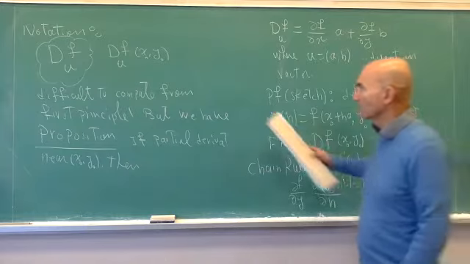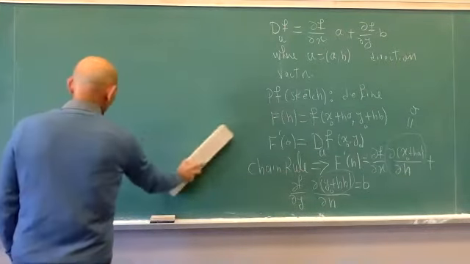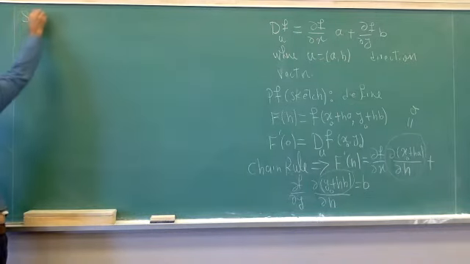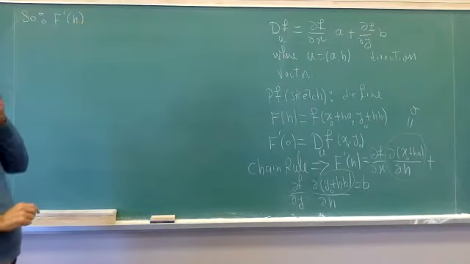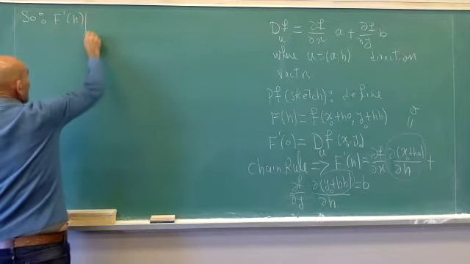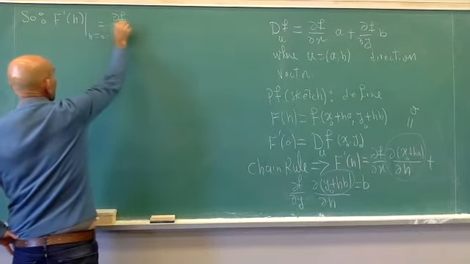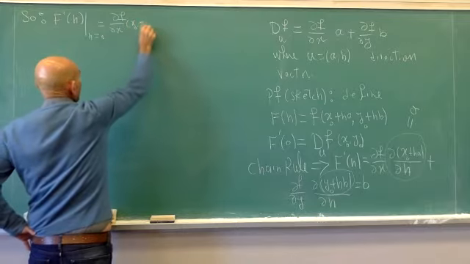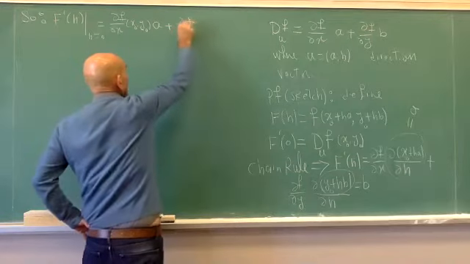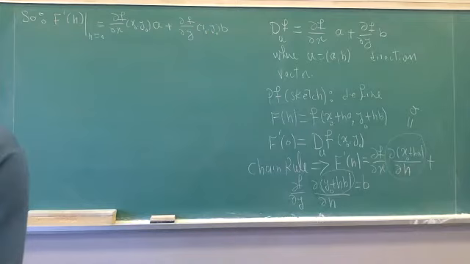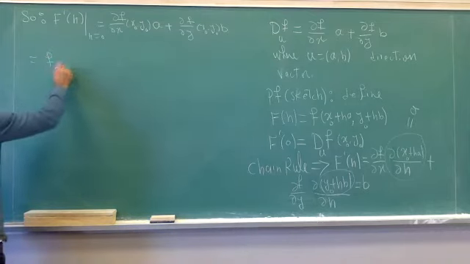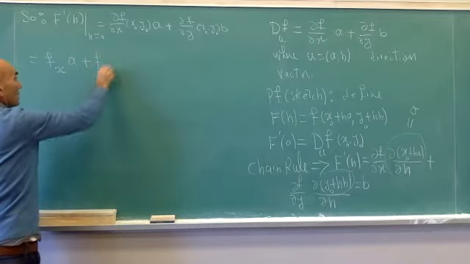Okay, so we are done now because now I can say that, then a prime of h at h equal to 0 is equal to df dx at x0, y0 times A plus df dy at x0, y0 times B. Now we just write this in a simple form as f sub x A plus f sub y B.